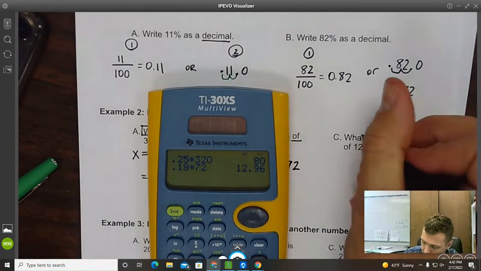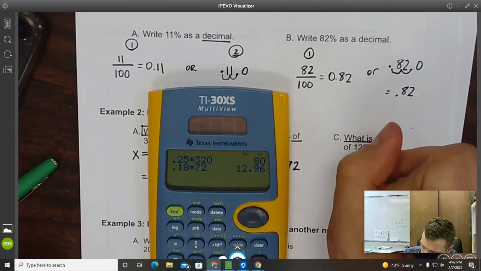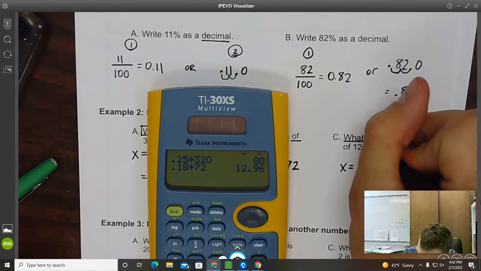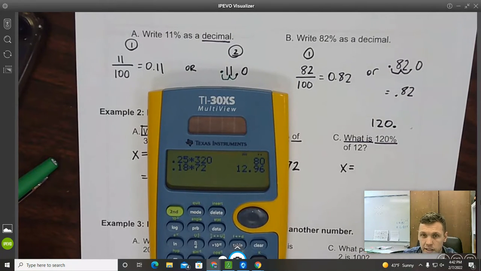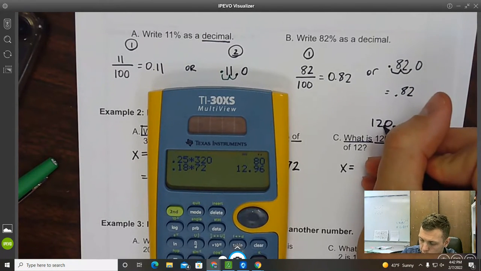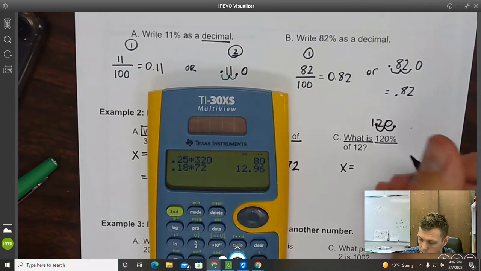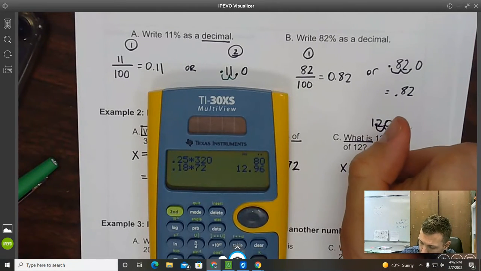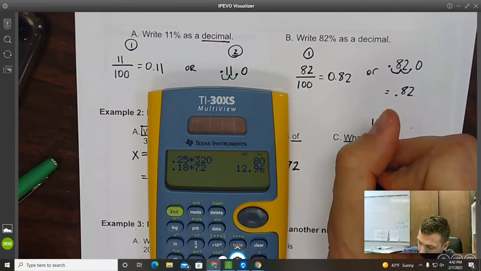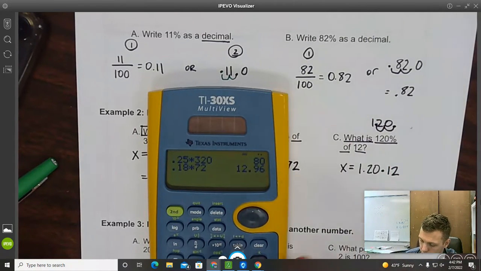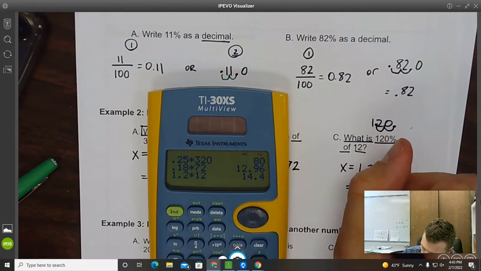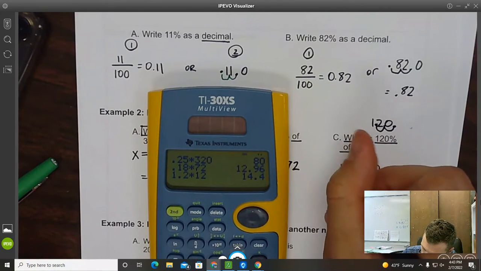What is, for C, 120%? Now, 120%, the decimal is right here. We're going to move it only two places. So what is 1.20 times 12? So 1.2 times 12, it's 14.4.